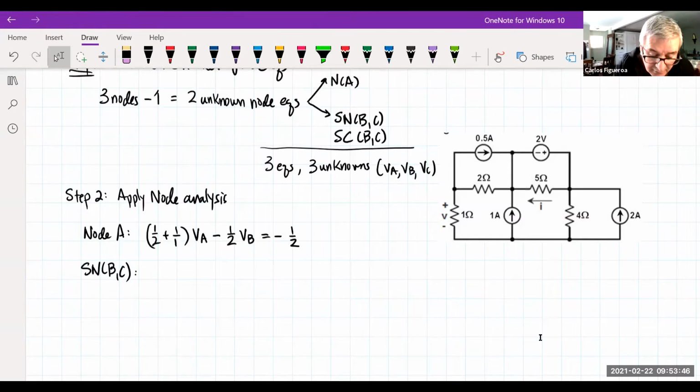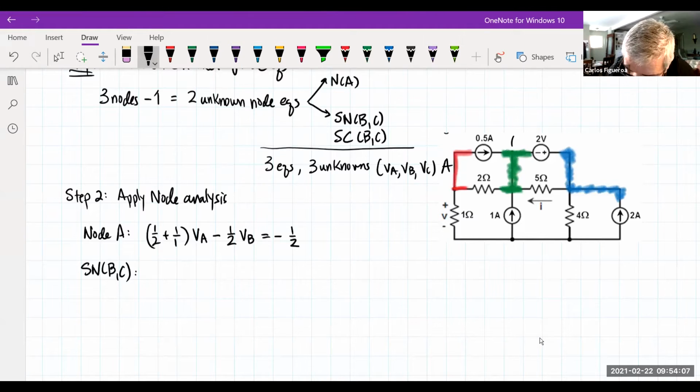And so what we said here is that this is my red node. Here's my green node. And then here's my blue node. And we call this A, B, C. So let's do the supernode. I'm going to look at node B. And because this is a supernode, I can only write one equation for B and C.